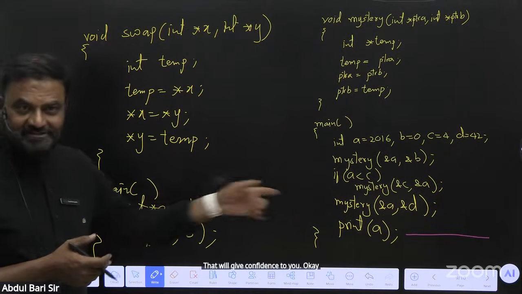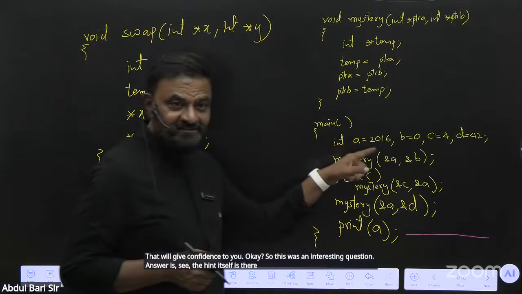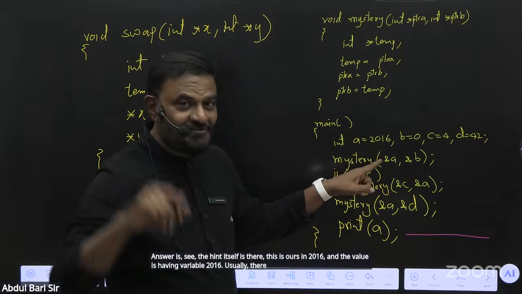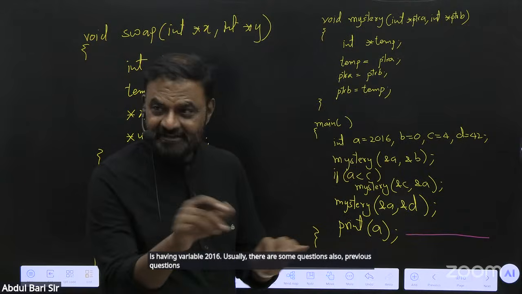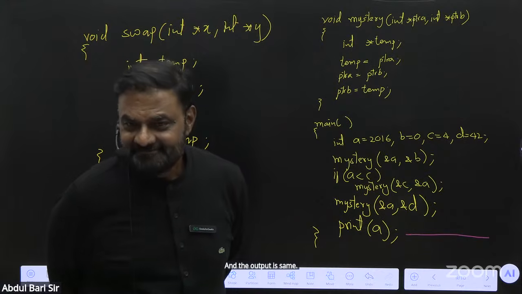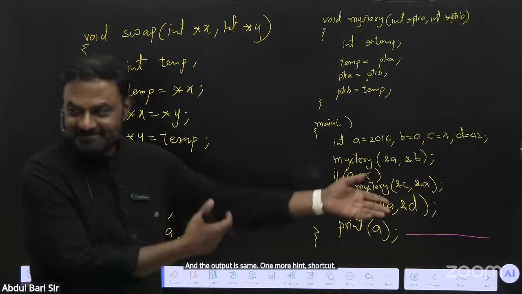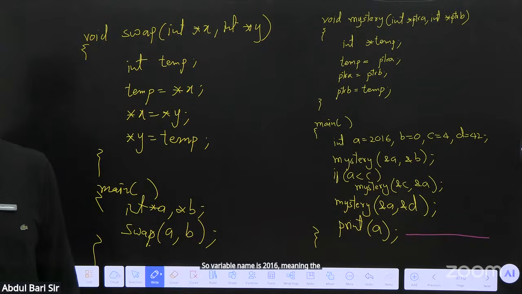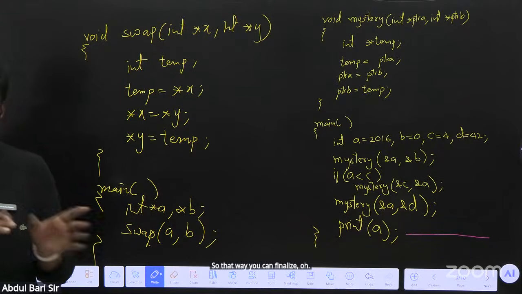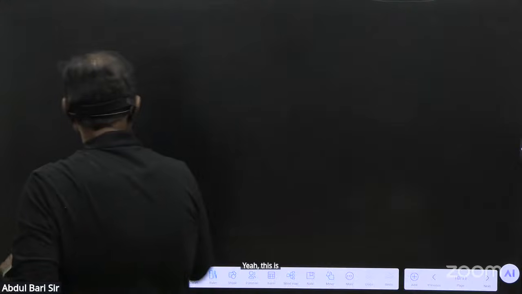So this was an interesting question. The answer is, see, the hint itself is there. This was asked in 2016 and the variable has the value 2016. Usually in previous questions in the same year, they have given one value to one variable and the output is the same. Now one more hint, a shortcut: the variable name is 2016, so the answer could be 2016 only. With that you can finalize the answer. Yeah, you can check the code. This is over.